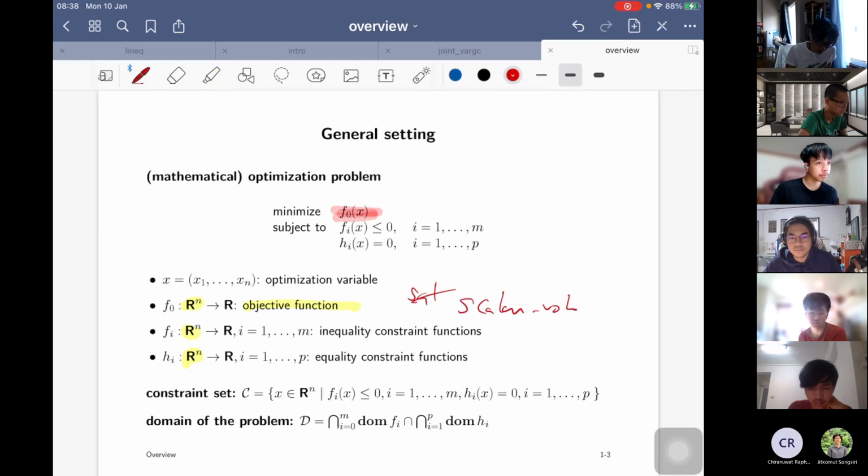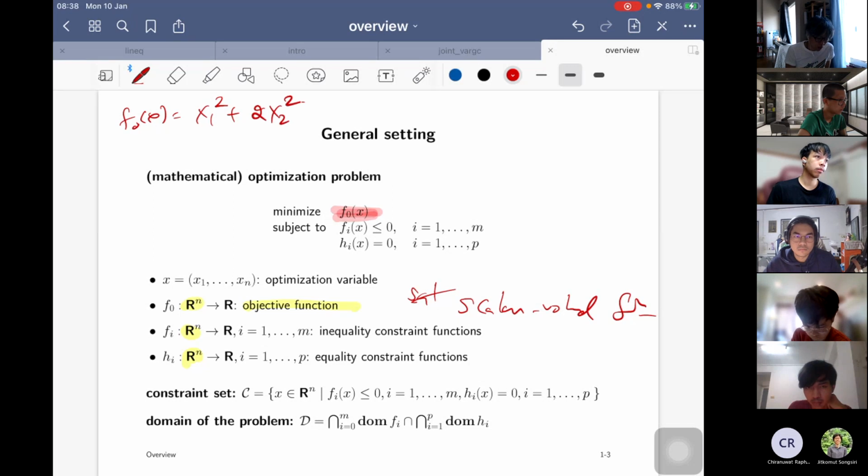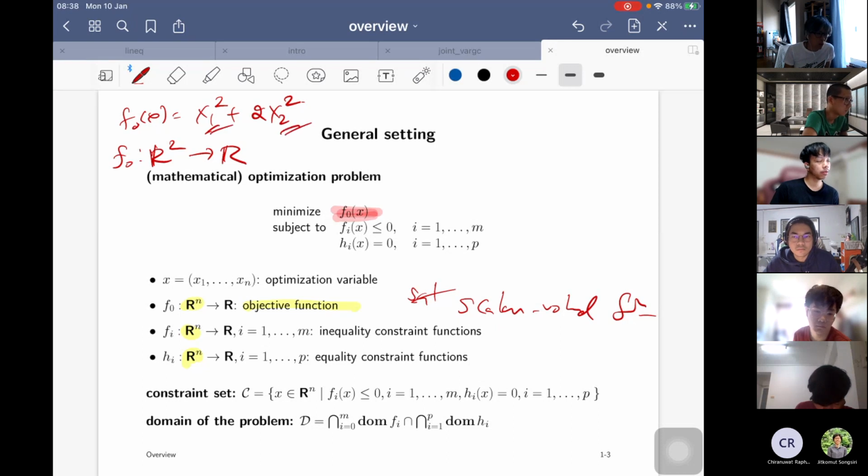For example, if I write in this form, x1 squared plus 2 x2 squared, right? So this f0 maps from R^2 to a real number. Okay, it's a function on R^2. It's a function of a vector in R^2 because it contains two variables. Okay.